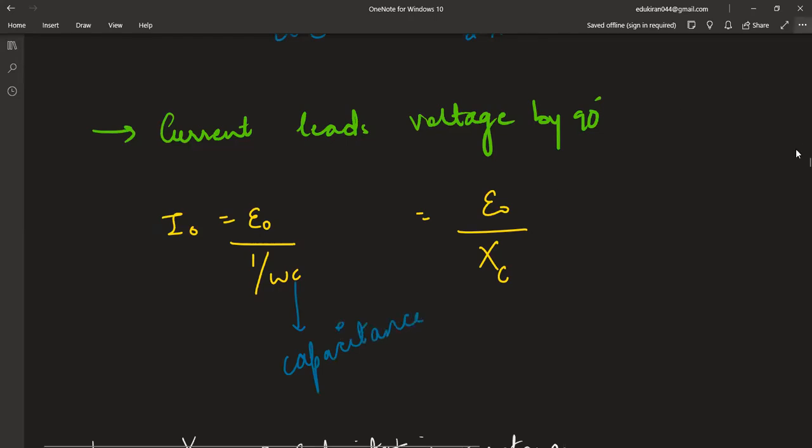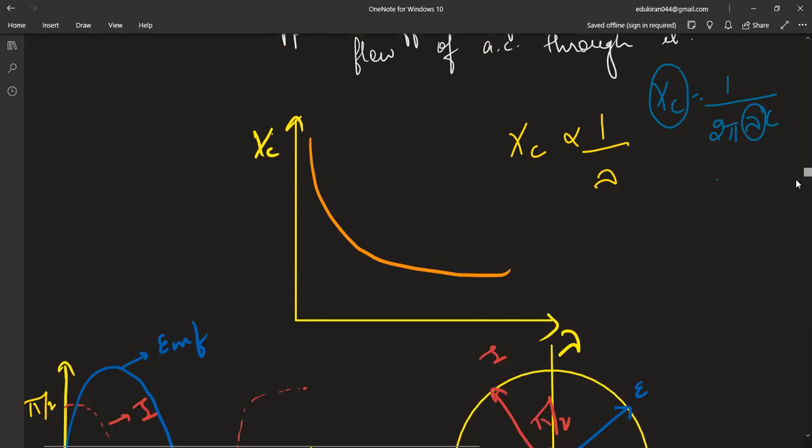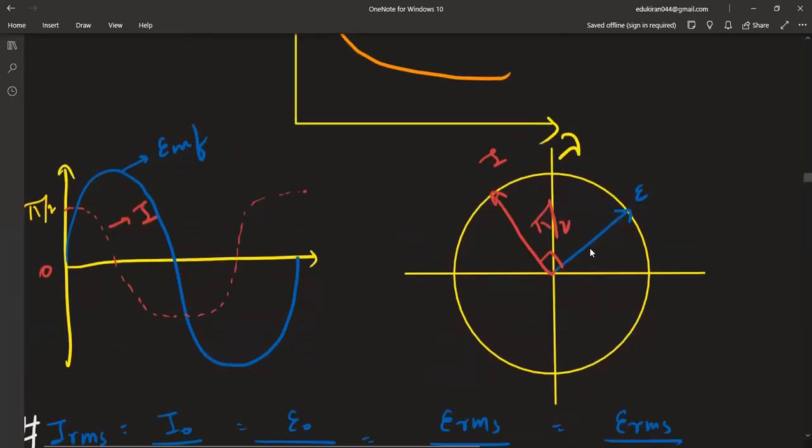All right, so Xc is the capacitive reactance, which is the opposition offered by the capacitor to the flow of AC through it, the resistance of the circuit. And in this formula, Xc is equal to 1 by 2 pi nu C. Xc and frequency are inversely proportional, so you get a hyperbolic curve. And now coming to the graph. Now current is leading, so this is ahead by 90 degrees. And when the EMF is at zero, current this time has covered pi by 2. So all these things you have to remember. A conclusion is there.